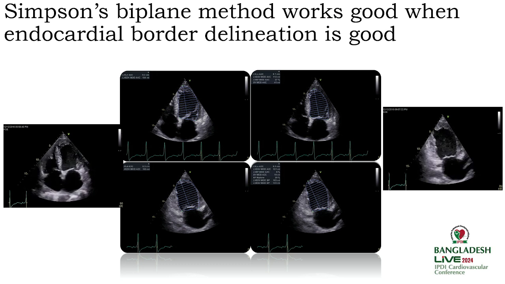Simpson's biplane method is the currently recommended and the most popular method for day-to-day use. It gives excellent results for the determined ejection fraction if the endocardial border delineation is very good. You are seeing that the left ventricular volumes in end diastole and end systole are all taken into consideration, usually in two planes, the apical 4-chamber and apical 2-chamber views.